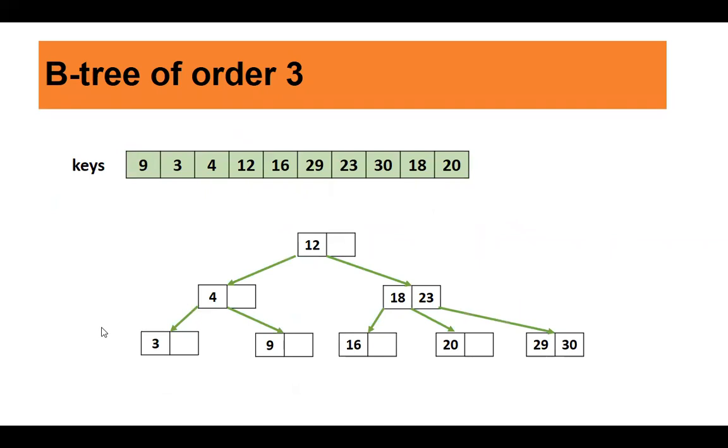So using these keys, this is a B tree of order 3. Now you look at the height of the tree. If you use the same keys and create a binary search tree, you can imagine how deep the tree will be. Right? Here it has reduced the height of the tree, but the number of branches has increased. Fine. Okay.